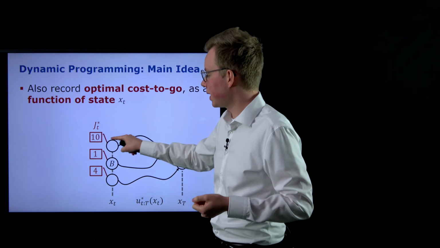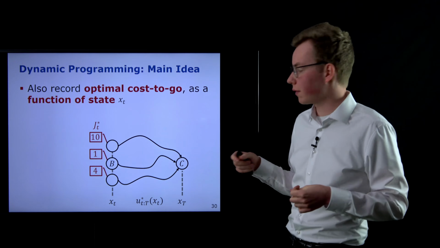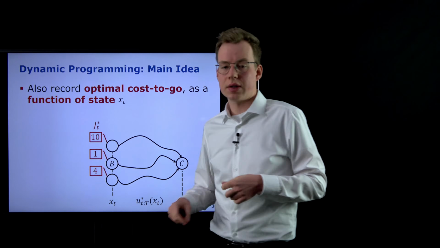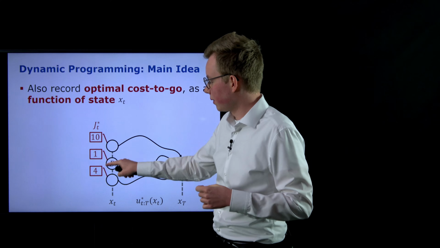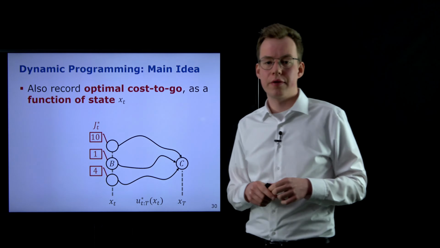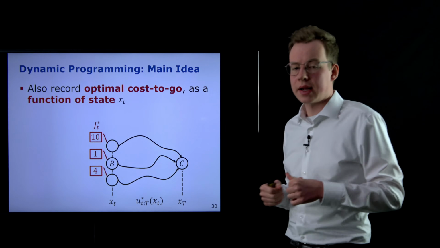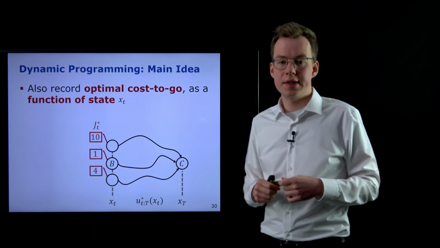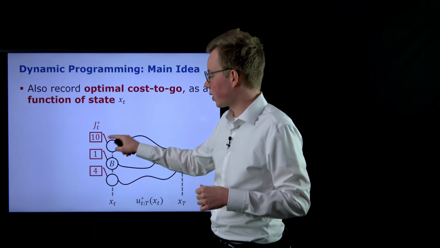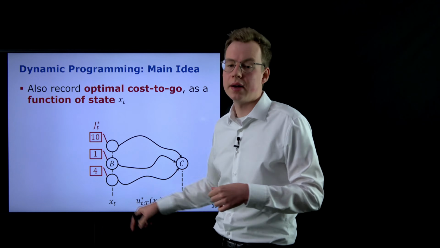So for this state up here, even though we found the best possible sequence of controls, we still have a cost of 10 in this example. And here we have a cost of 1, and here a cost of 4. And so we denote this optimal cost to go by J star. And again, J star_t is a function of the state because the cost that we will incur in the future depends on where we are at this time step.